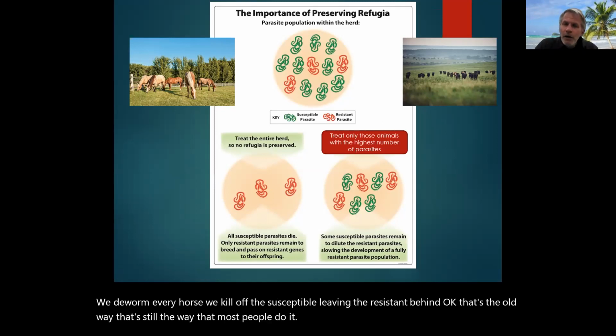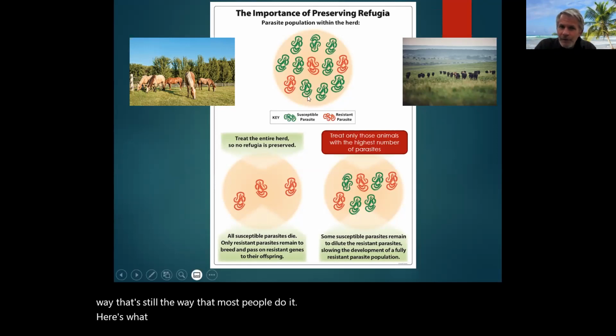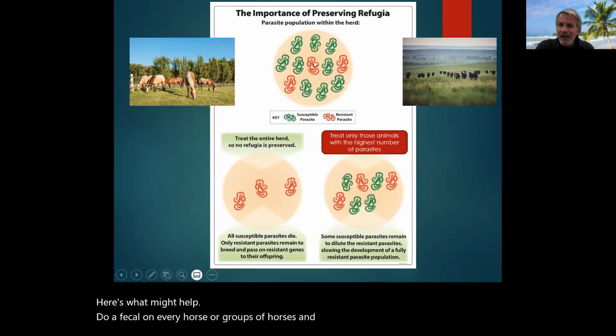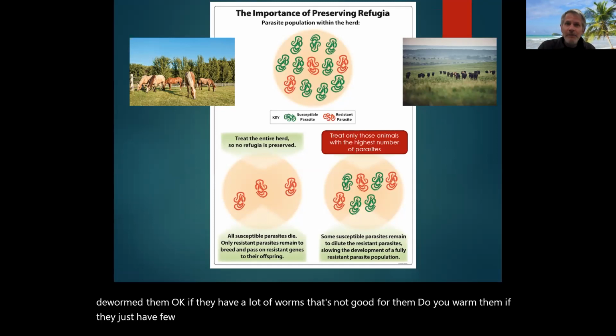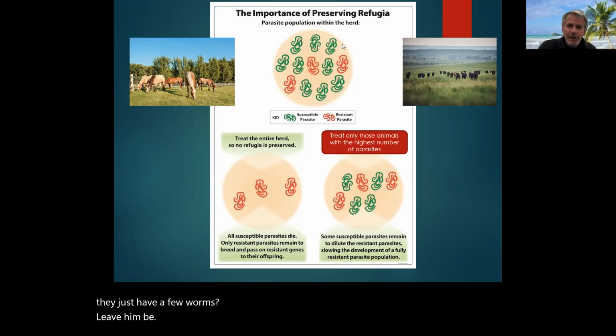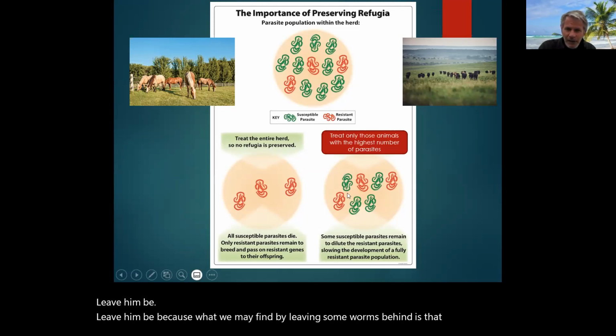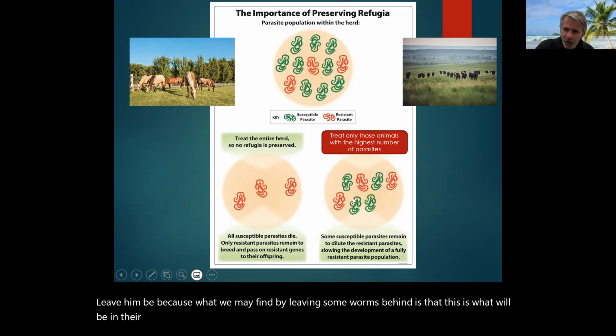Okay, here's what might help. Do a fecal on every horse or groups of horses and identify the ones with a lot of worms. Deworm them. Okay, if they have a lot of worms, that's not good for them. Deworm them. If they just have a few worms, leave them be, because what we may find by leaving some worms behind is that this is what will be in their poop. They'll have this mixture of susceptible and resistant parasites.